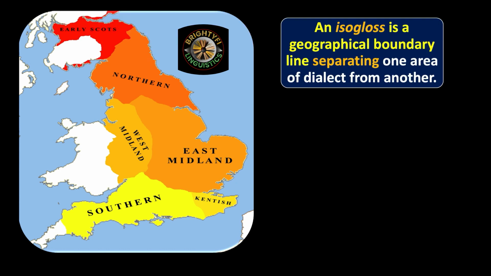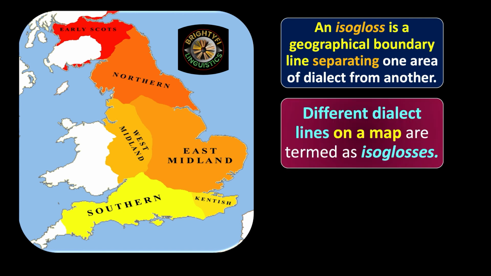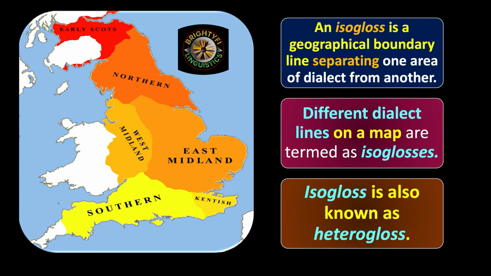So keeping in view this discussion, we can say an isogloss is a geographical boundary line separating one area of dialect from another. Different dialect lines on a map are termed as isoglosses. Isogloss is also known as heterogloss. Particularly see the middle part, that is this one.